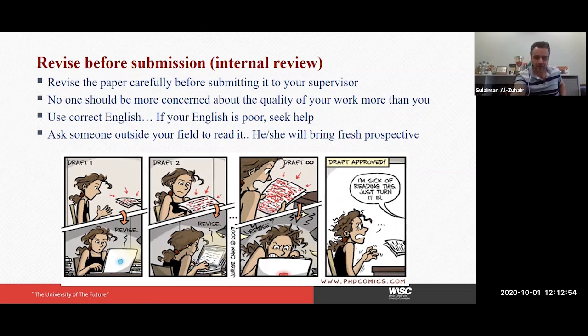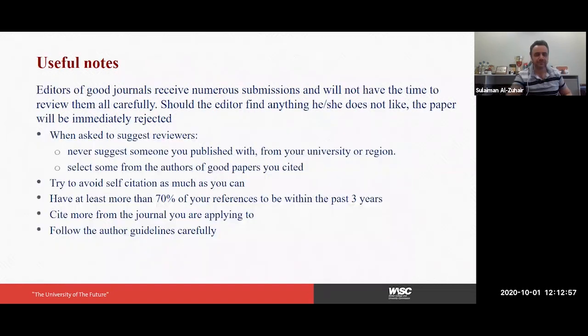I'm just going a little bit fast with this. Editors of good journals receive numerous submissions and will have no time to review them all carefully. So should the editor find anything she does not like, the paper will be immediately rejected. Actually, when editors receive papers, they look for reasons to reject. So don't give the editors any reason to reject your paper, because they will immediately reject it once they find anything they didn't like in the paper.